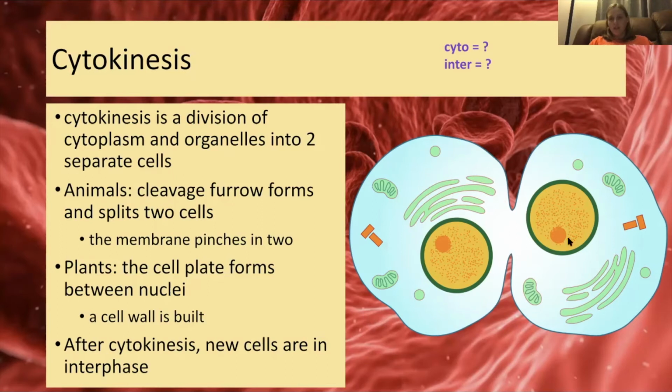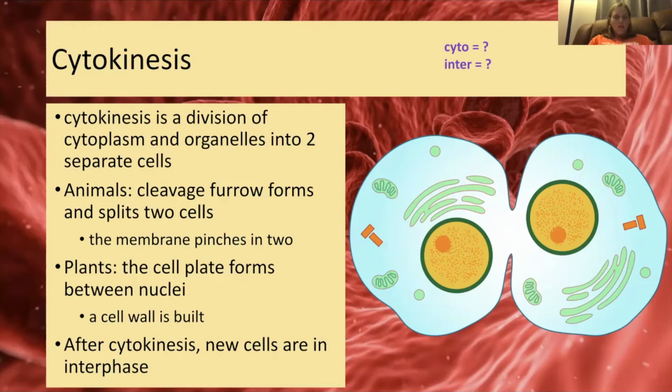They're going to split their cytoplasm and other organelles so that we have two cells, one nucleus in each of those cells, and they're going to be identical to one another. Now, with animal cells, we're going to have these membranes form a cleavage furrow, kind of like a ditch all around, and they're just going to pinch off from one another.